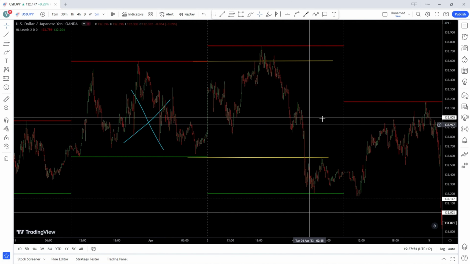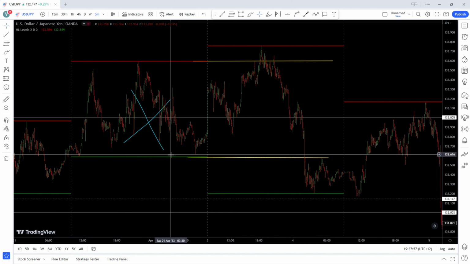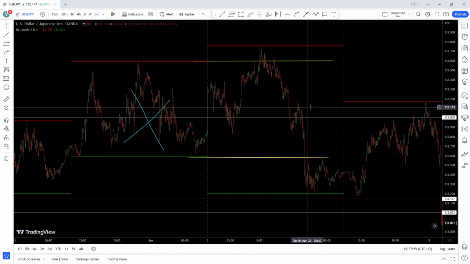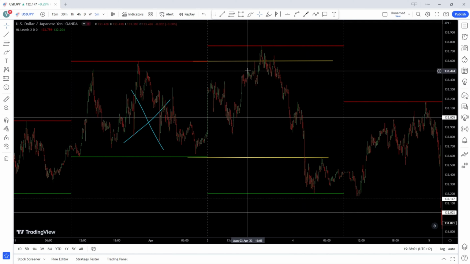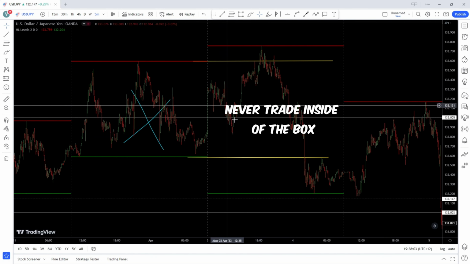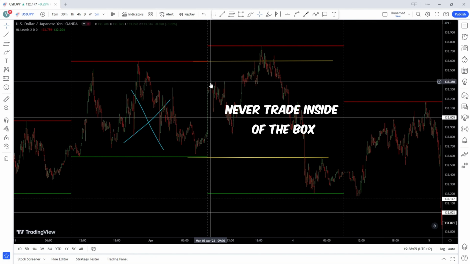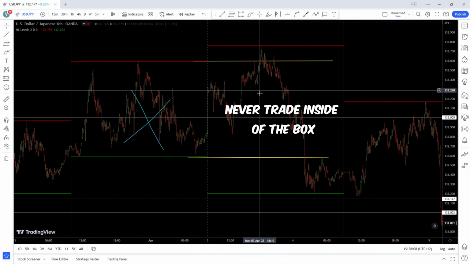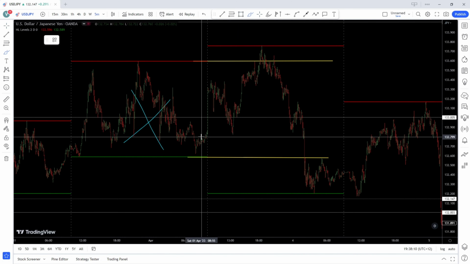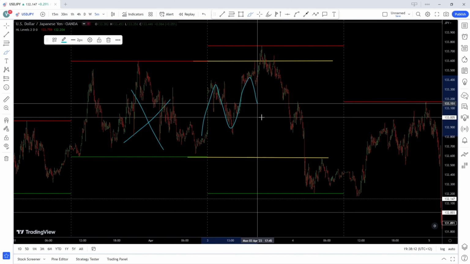So we've got the high of the day and we've got the low of the day, so you can consider this a box. And when the price is inside of the box, you don't want to be trading. So you can see the price starts out in the day and moves up and down inside of the box. So I don't want to be trading inside of the box.